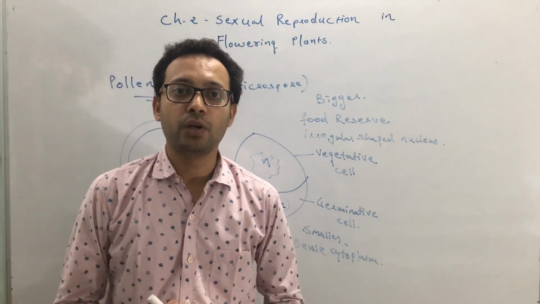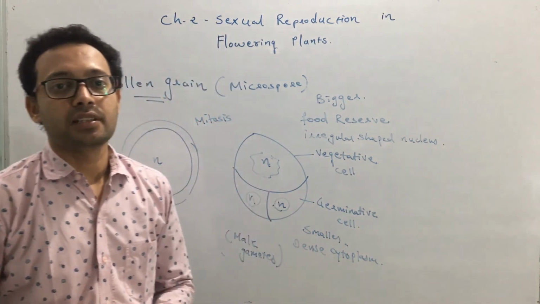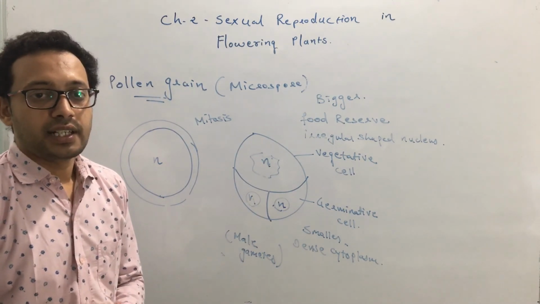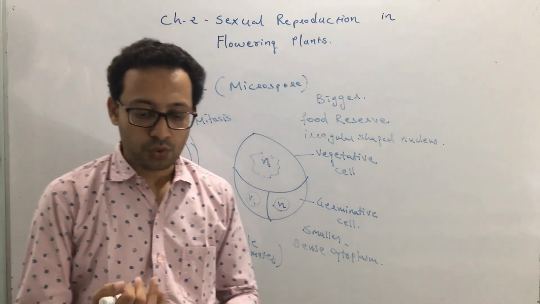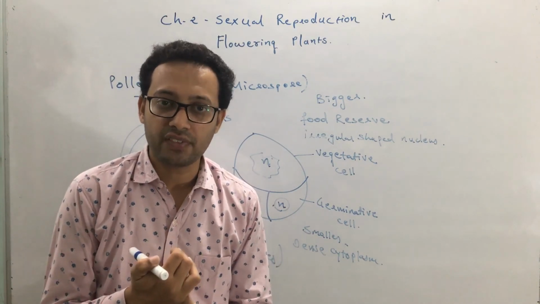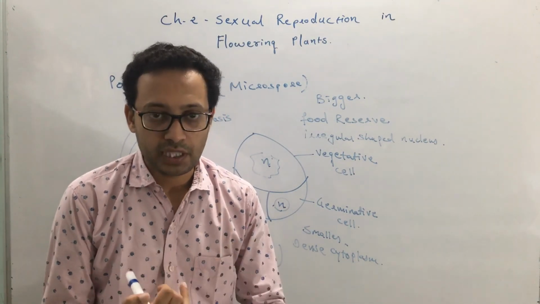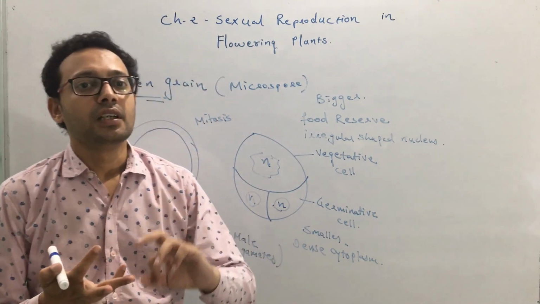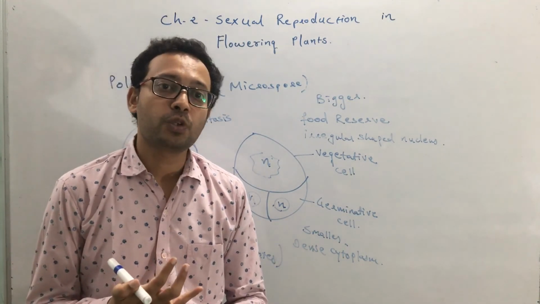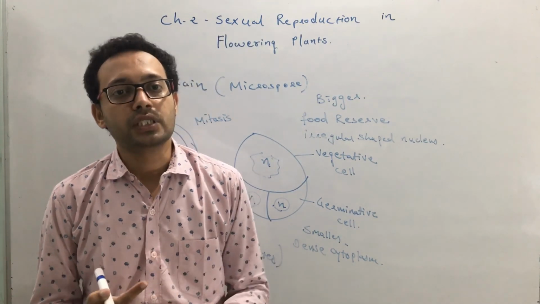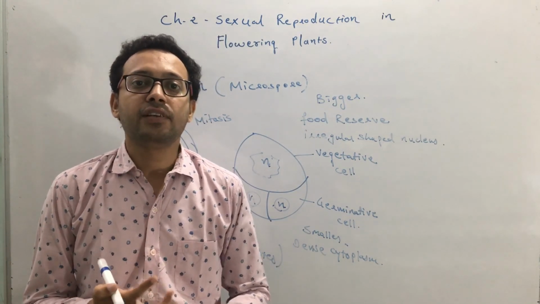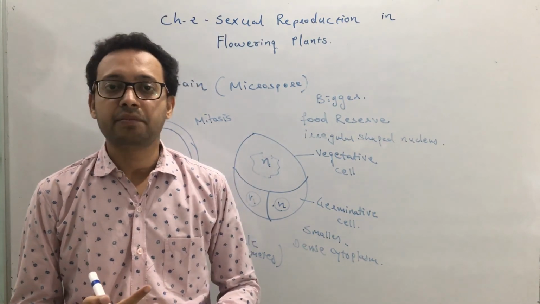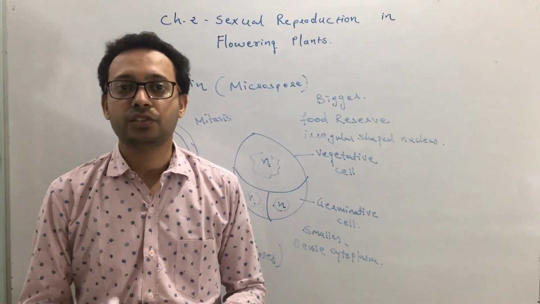So that's about the development of the male gametophyte. So what have we seen today? We have seen the internal structure of the anther, the structure of the stamen, the structure of the microsporangium, the process by which a microspore or pollen grain is formed, and we have also discussed a few characteristics of the pollen grain. Some characteristics of the pollen grain remain, but we will discuss that in the next session.